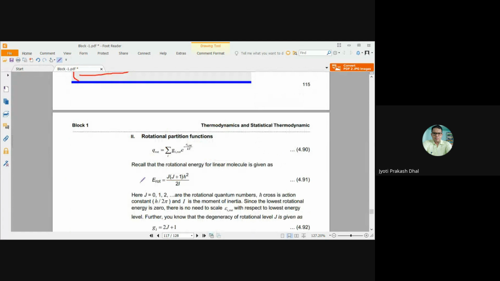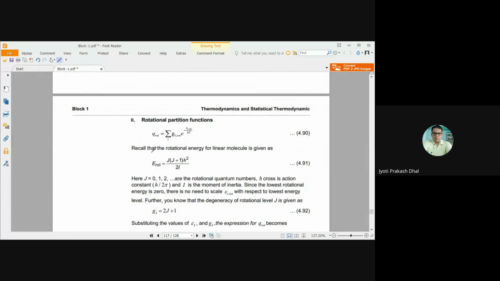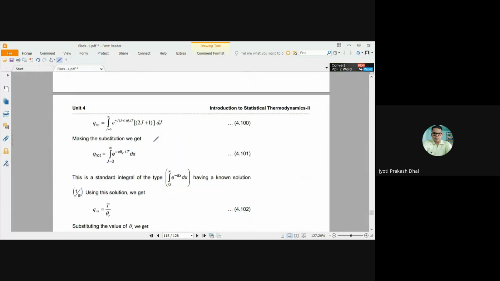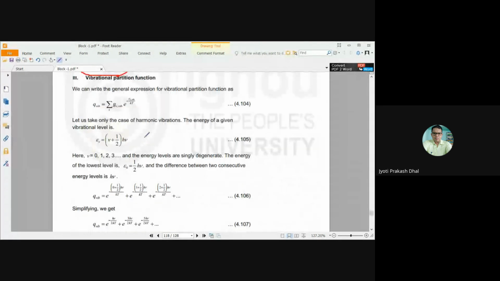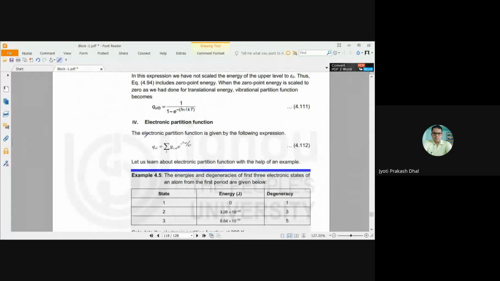Now coming to the rotational partition function. In a similar way we can solve the rotational partition function, and we will find the value like this: Q rotational equals 8 pi square IkT divided by h square. Similarly, for the vibrational partition function, we can calculate Q vibrational equals 1 by 1 minus e to the power minus h nu by kT.